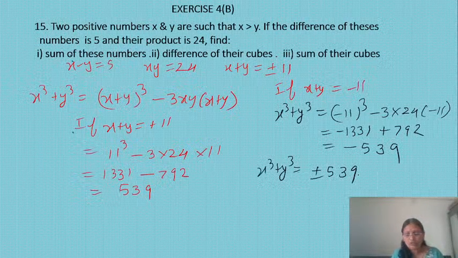Understood, children? So this we completed 4A and 4B. All maximum questions are completed, children. Remaining questions you will be doing yourself. If you have doubt, you can ask me in the comment section.